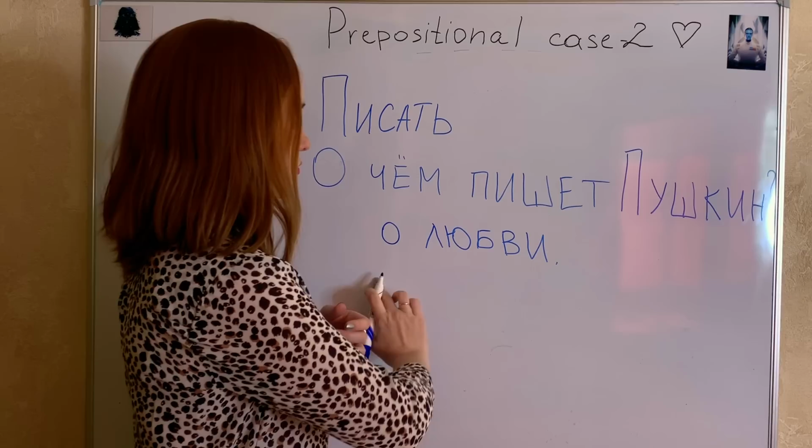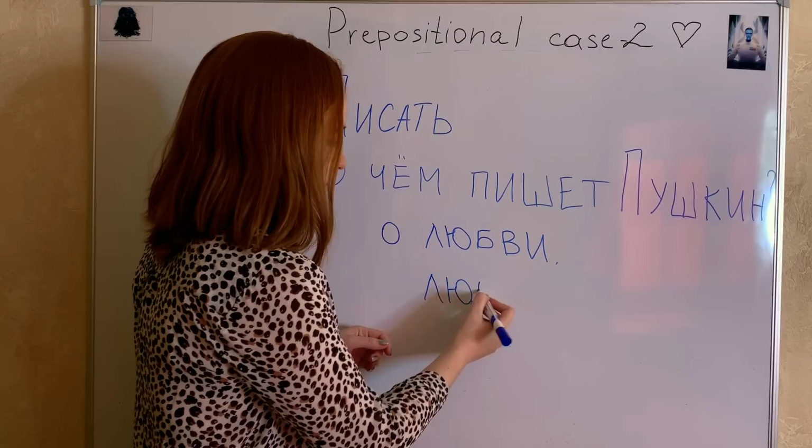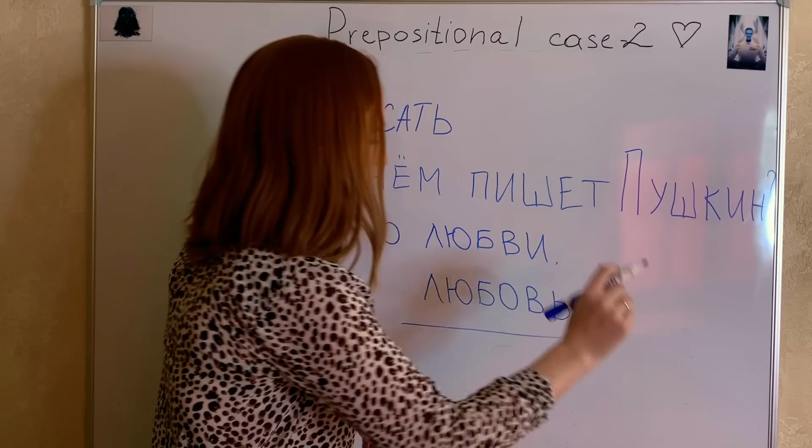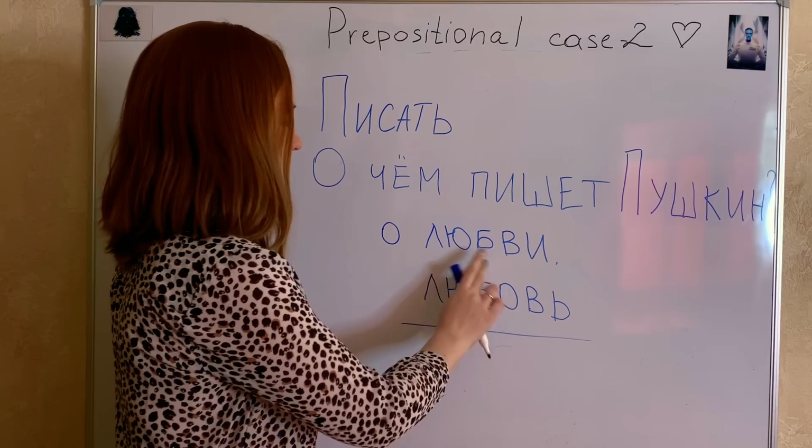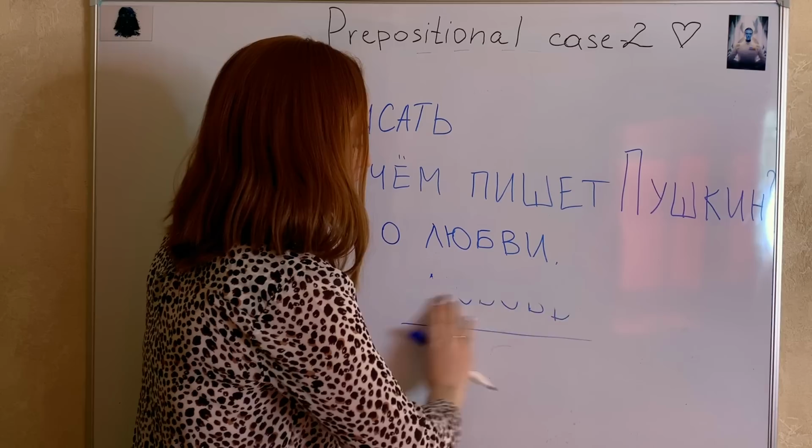Pay attention that sometimes you will drop the vowel. Because in nominative case, love is любовь. But here, whoops, the O is gone. Don't ask me why. Just remember. О любви. Again, vowel reduction. О любви. Of course, everybody writes about love.